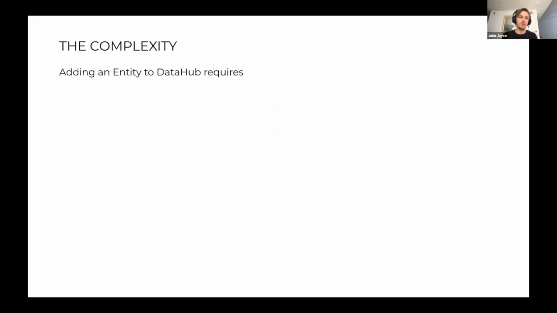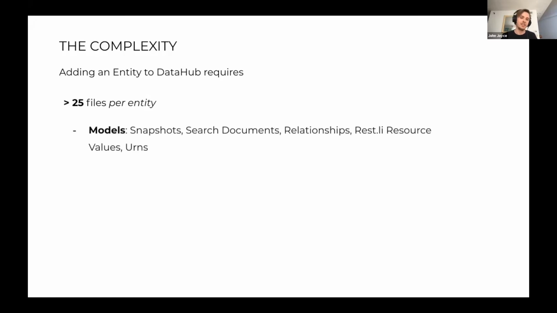So we'll talk about 2 things. The first is just the sheer complexity of adding that entity. Today, it requires greater than 25 files per entity in the complex case. In the average case, it's about 25 files. And those files consist of models. So these are snapshots and aspects that we're all familiar with, probably search documents, relationship models, these RESTli resource values, URNs, and I'm sure I'm missing something here.